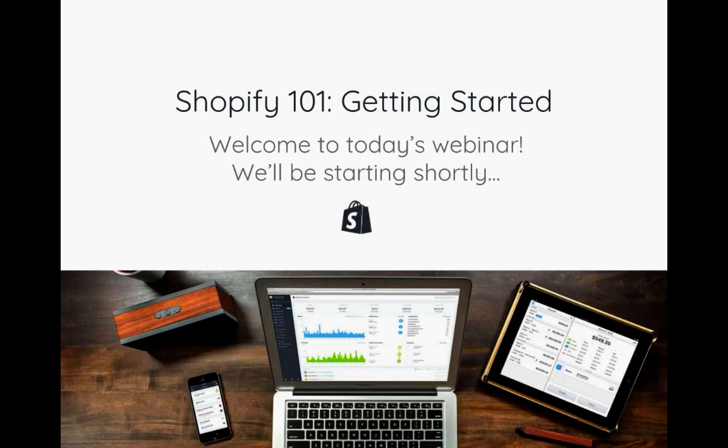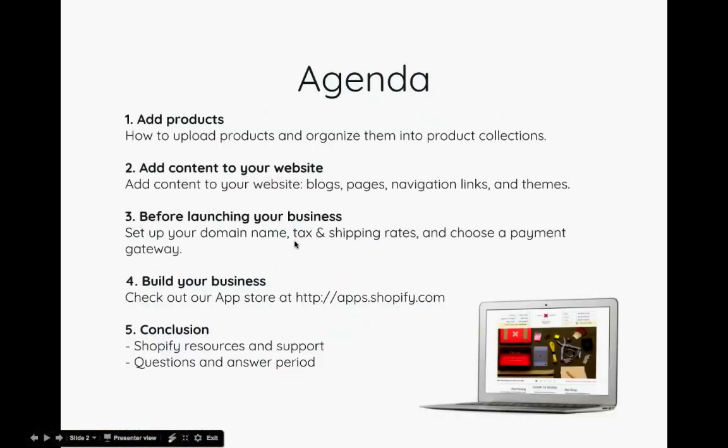So we can take a quick look at the agenda today and just see what we'll be covering. Okay, so we'll be looking at adding products and how to organize them into collections, which is another word for categories. We'll then take all that content and add in additional content like your blog pages, your regular pages, navigation and links, etc., and how to link them all to your website. You use the navigation tool to do that, and you use our themes tool to do that. So I'll show you some cool new features for our themes.